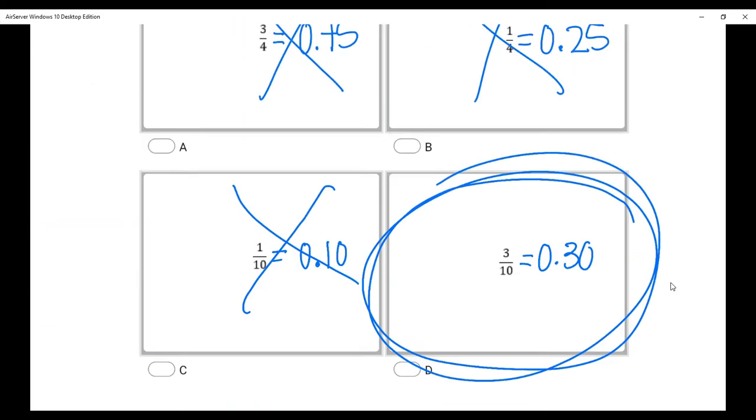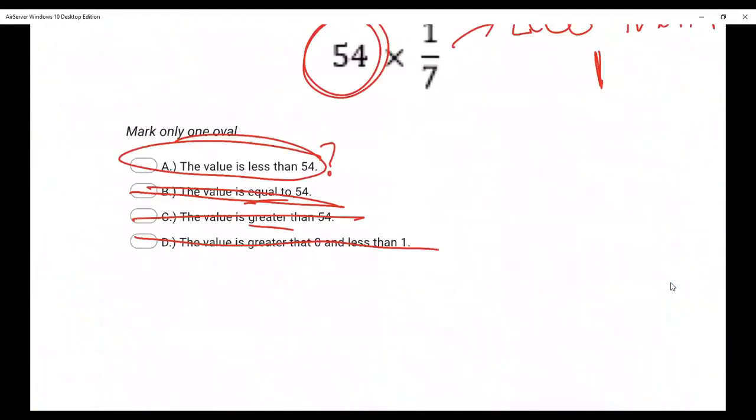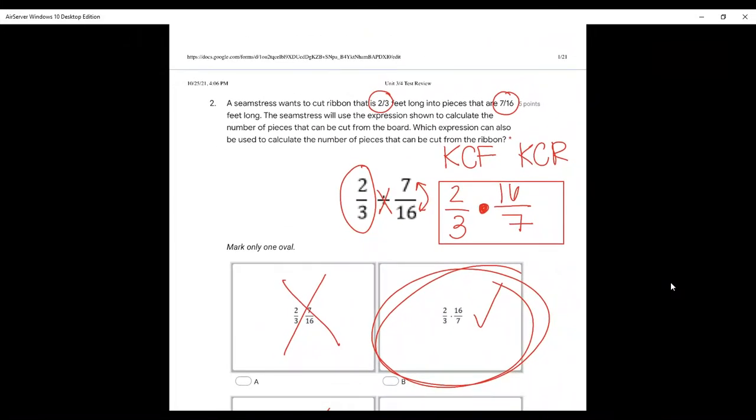Okay, that is it. That's your review. So a couple of the ordering, and the rest of it is all integers and multiplying and dividing fractions and decimals. I hope this helped.